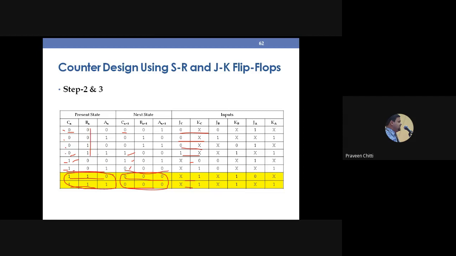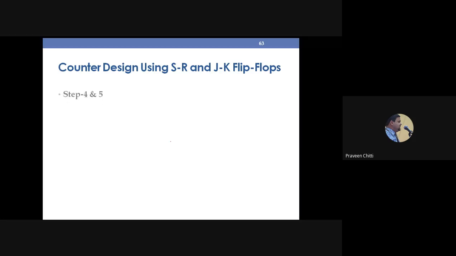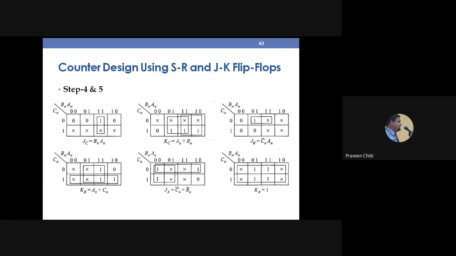Similarly, compare this and fill these two columns. Then compare this and this using the excitation table of JK flip-flop and fill these two columns. And finally, we got the 6 flip-flop inputs JA, KA, JB, KB, JC, KC. Now for all these 6, you have to use 6 3-variable K-maps, and you have to get the equations for this. These are the 3-variable K-maps shown.